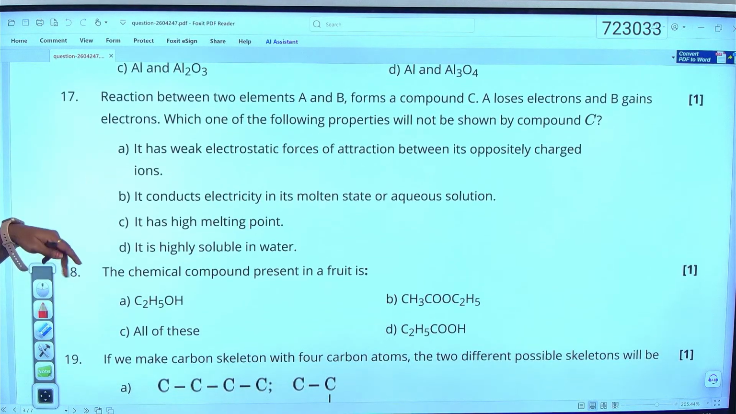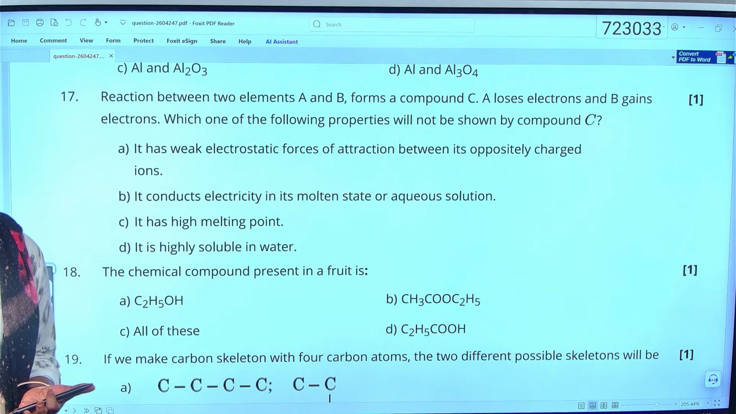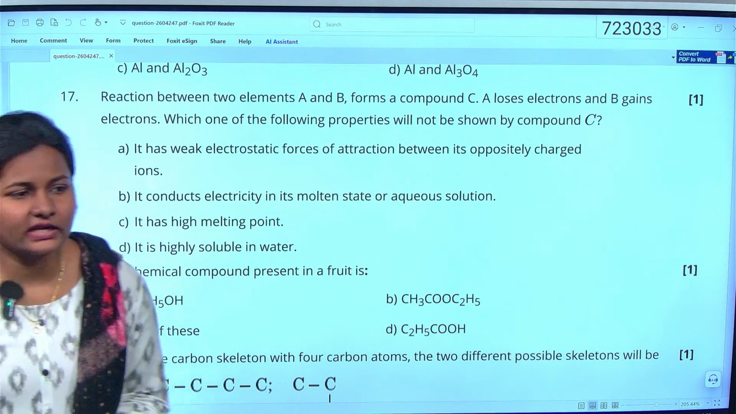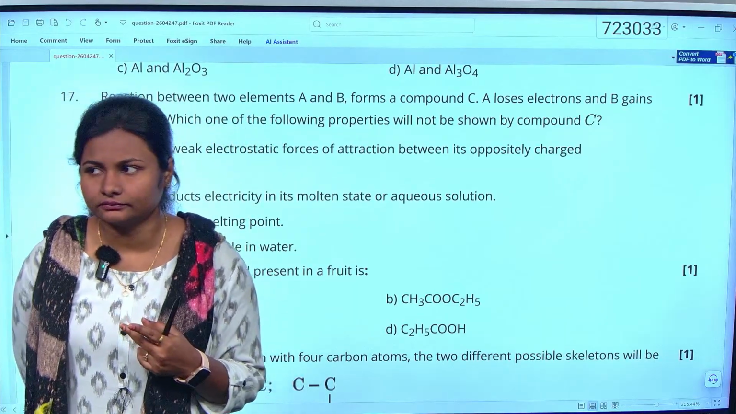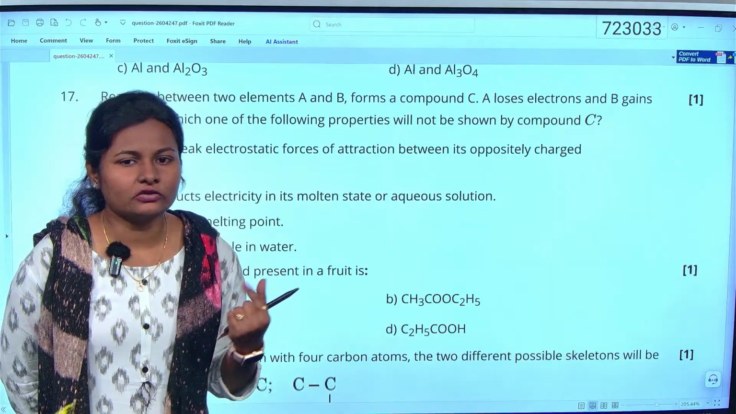Reaction between two elements A and B forms a compound C. A loses electron and B gains electron. Which one of the following properties will not be shown by compound C? So first, what compound is this? A loses an electron, B gains an electron. What type of compound? There are two types of compound we know: ionic and covalent. Okay?